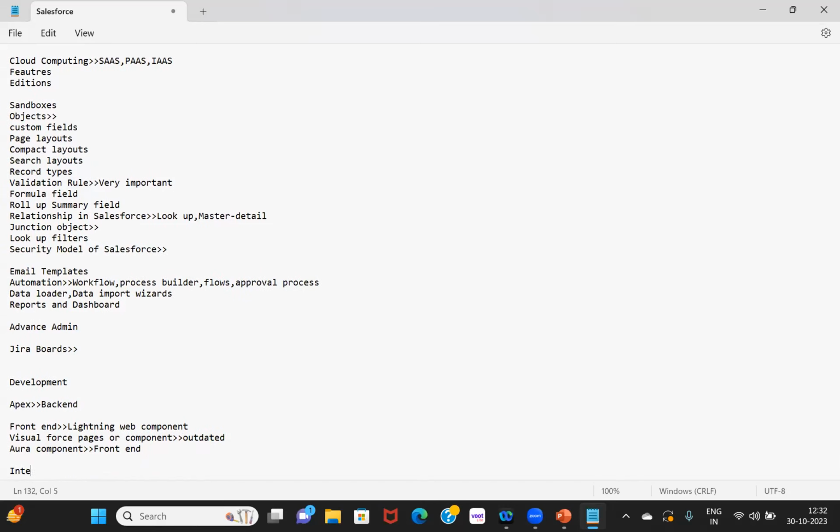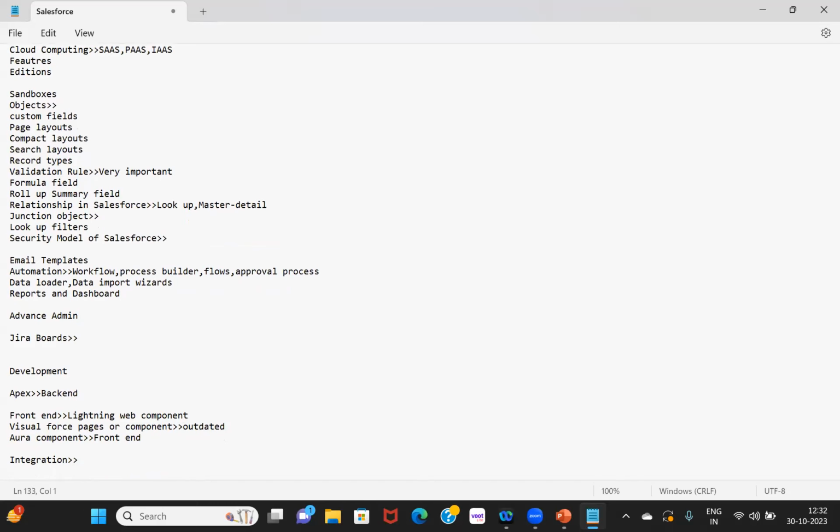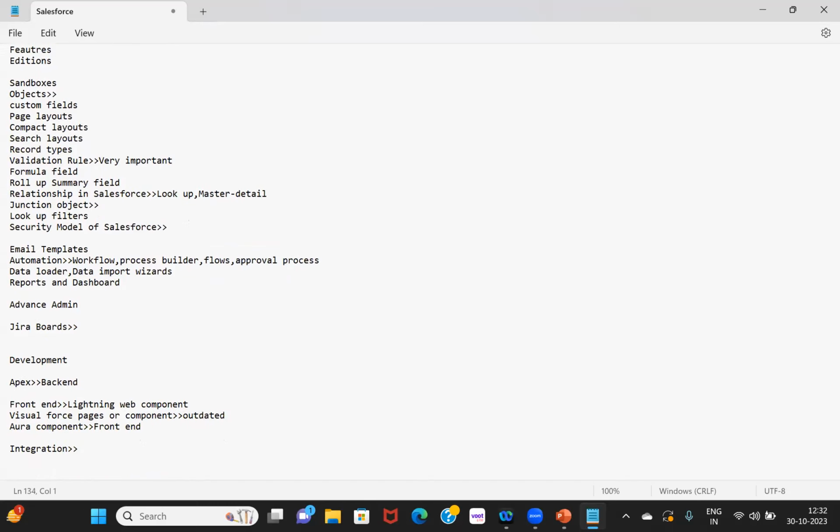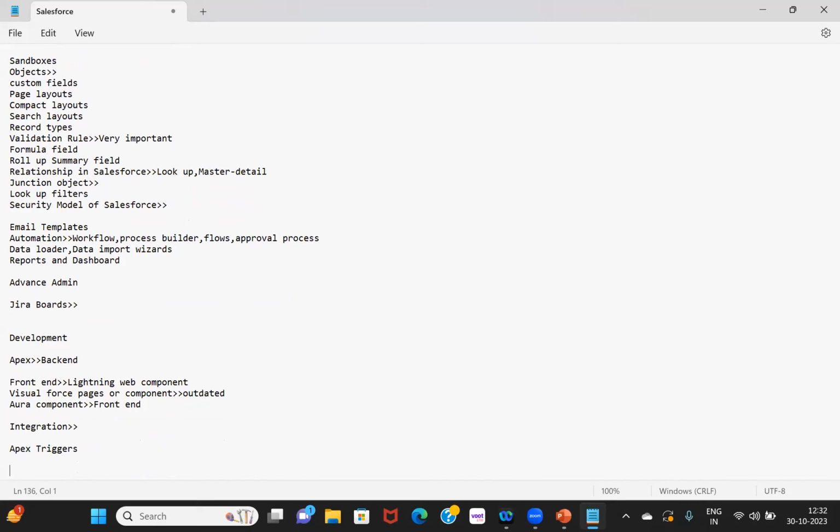Then integration, the second most important topic. We are going to cover integration, REST API, and so on, in the development. One more important topic comes under Apex: Apex triggers, before trigger and after trigger, which we are going to cover. Batch Apex, or we can say async Apex.